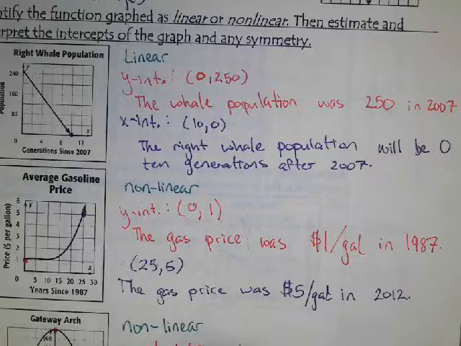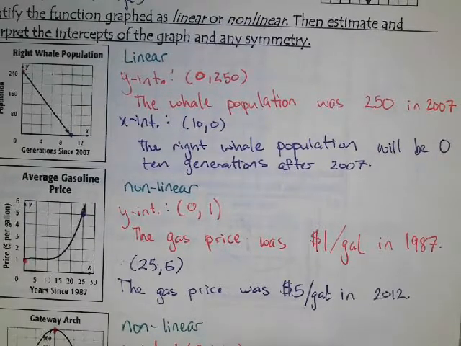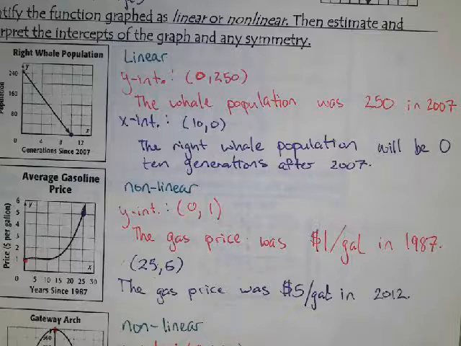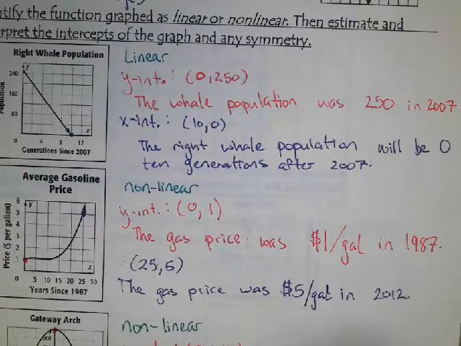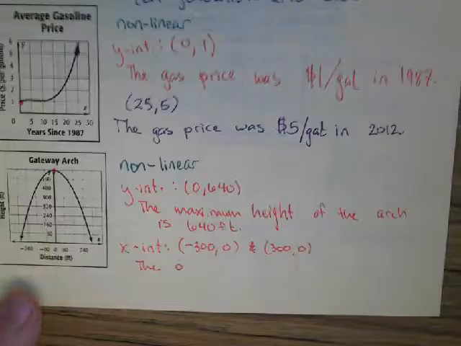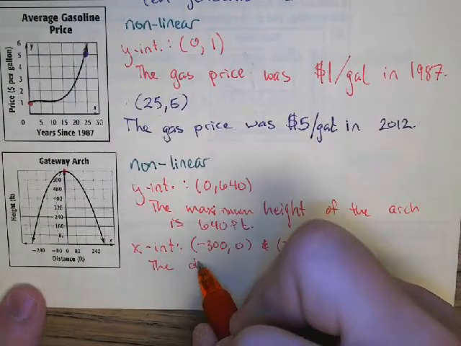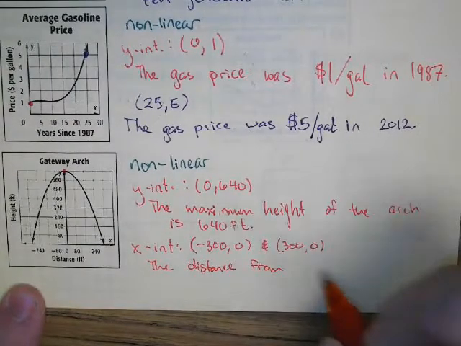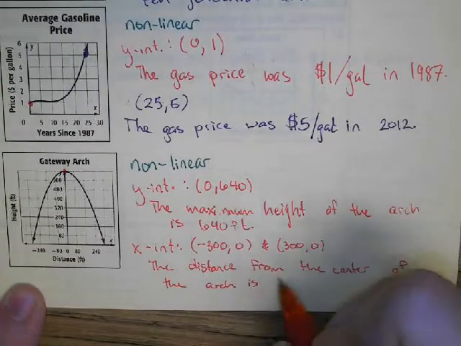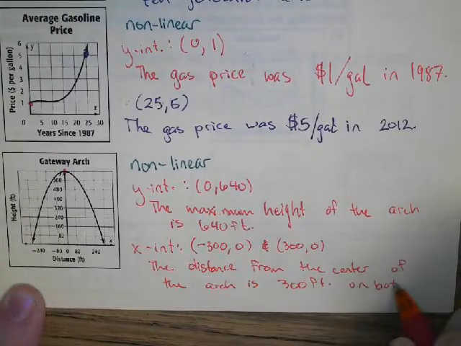And if we look at our two x-intercepts, there's two of them now. We'll call them, let's see, 80, it's about 300, and we can say that the distance from the center of the arch is 300 feet on both sides.